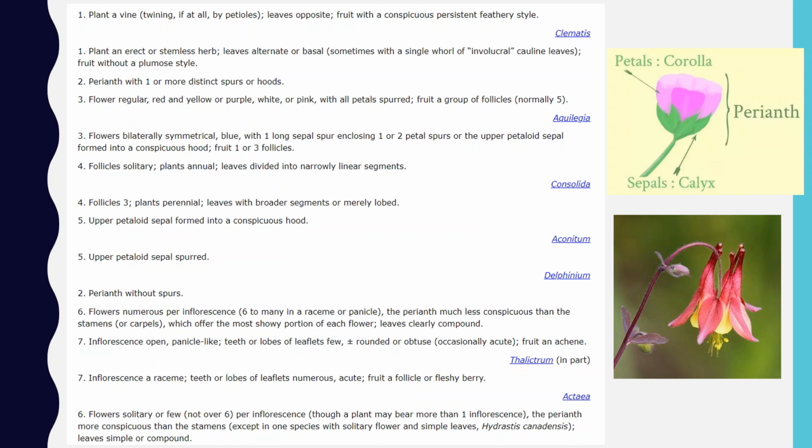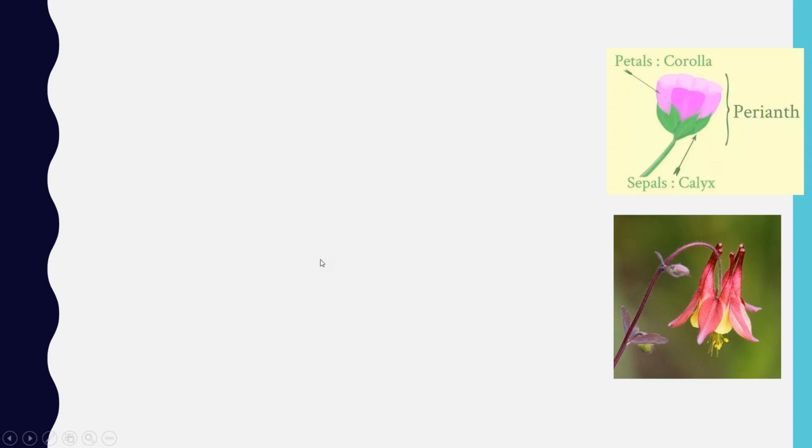Flowers regular, red and yellow, or purple, white, or pink, with petals spurred, fruit a group of follicles. Or flowers bilaterally symmetrical, blue, with one long spur, sepal spur, enclosing 1 or 2 petals. So the flower is red and yellow. So we're going to go with that, which takes us to the genus Aquilegia. That's how I'm going to say it. I could say it wrong. The fun thing about scientific names is if you're close, people know what you're talking about. So anyways, Aquilegia. So we get there.